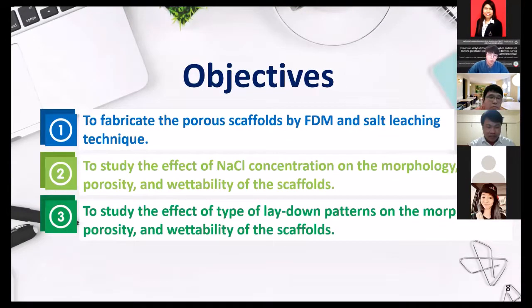The objectives of this project are to fabricate the porous scaffold by FDM and salt leaching technique, to study the effects of sodium chloride concentration on the morphology, porosity, and wettability of the scaffolds, and to study the effect of type of raster patterns on the morphology, porosity, and wettability of the scaffolds.